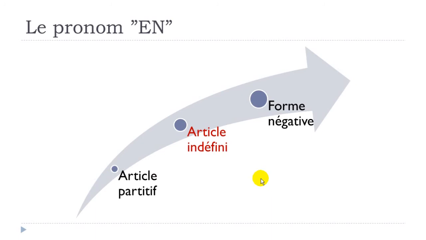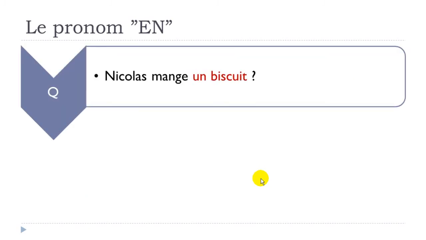Second structure, if you want to use the pronom en instead of an article indéfini. So let's see how it goes. In that case, you've got a question. Nicolas mange un biscuit. It's quite interesting because of the difference from what we had previously with this partitif, some. When you use the partitif form, you don't really give any information regarding the quantity. In that case, you use un, so that's clear, it's only one. Okay? Nicolas mange un biscuit.